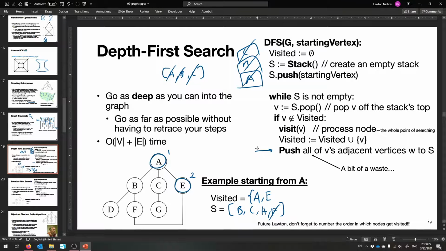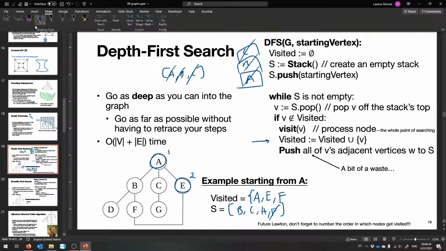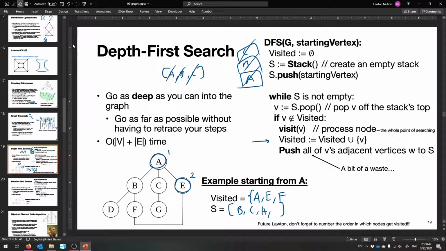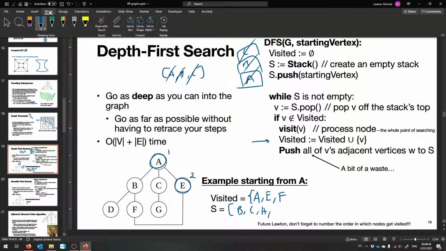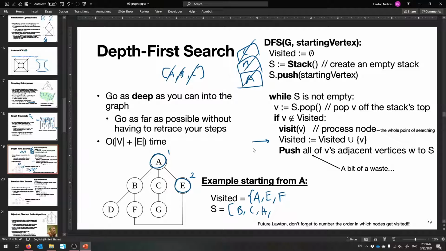So now F, F is popped. We haven't visited F yet, so we're going to add it to our visited set after visiting it. And then we're going to push all of its adjacent vertices. And because we visited it third, I'm going to write a 3 there. And so the adjacent vertices for F are B and E. So I'll push them in that order. B, E, just like that.